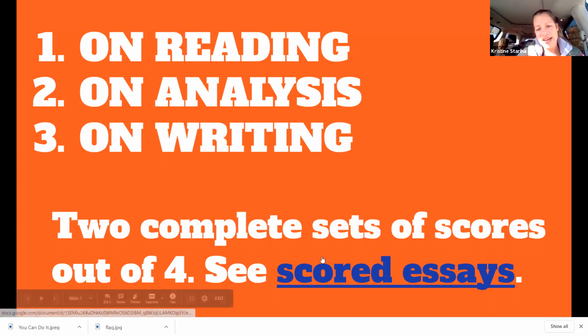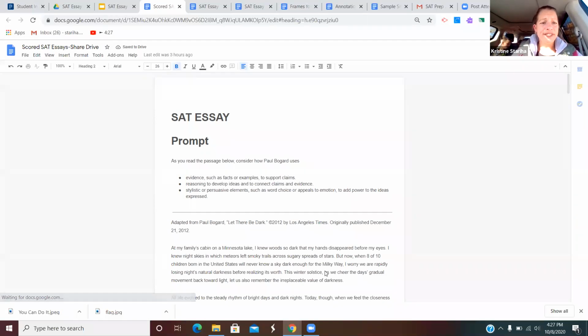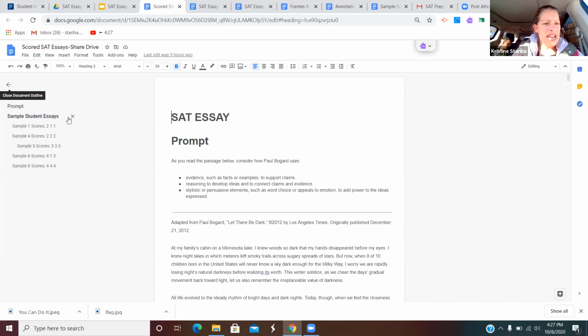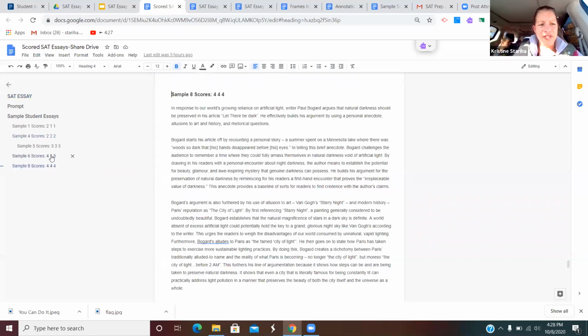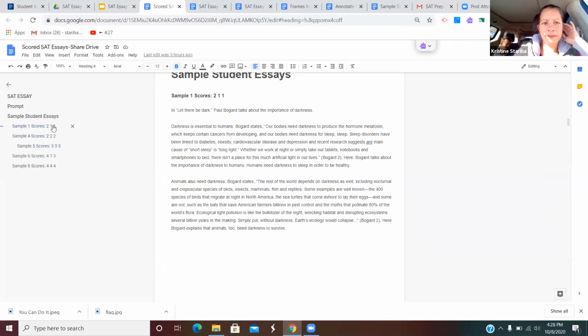What I've given you here is another link. The blue is another link, and it will take you to a whole set of scored essays. If it opens up, yeah. So there's a table of contents in the corner, an outline, sorry. And so like an essay that scores 2, 1, 1, that would be 2 in reading, 1 in analysis, and 1 in writing. That's pretty dang low. That's a low score. So if you want to look at an essay that doesn't do well, look at that. If you want to look at an essay that does really well, which would be a 4, 4, 4 score, that's right here. And then there's some in the middle. So when you practice, you can also kind of look to see where you think your essay is lining up.